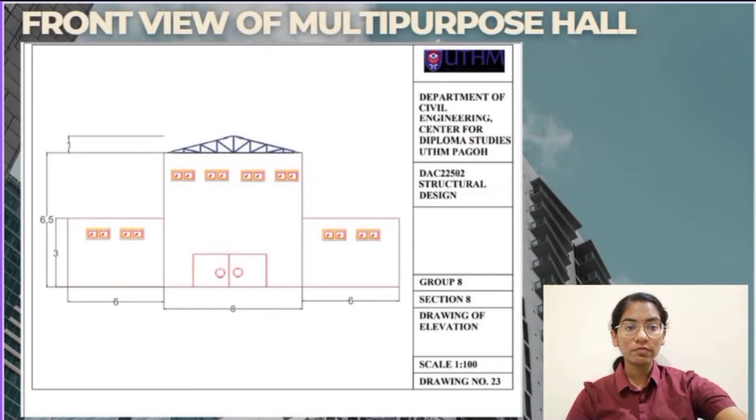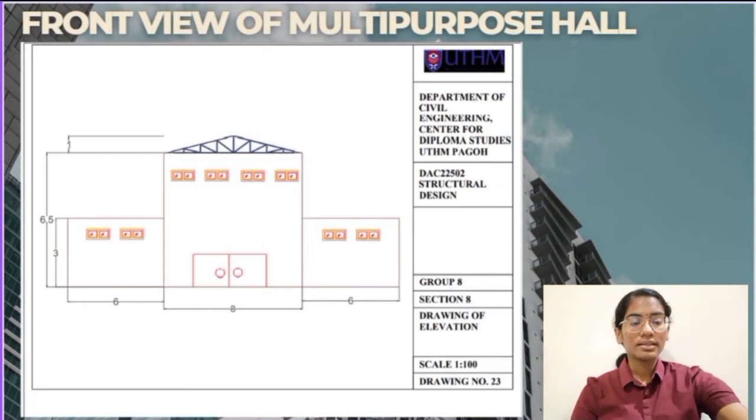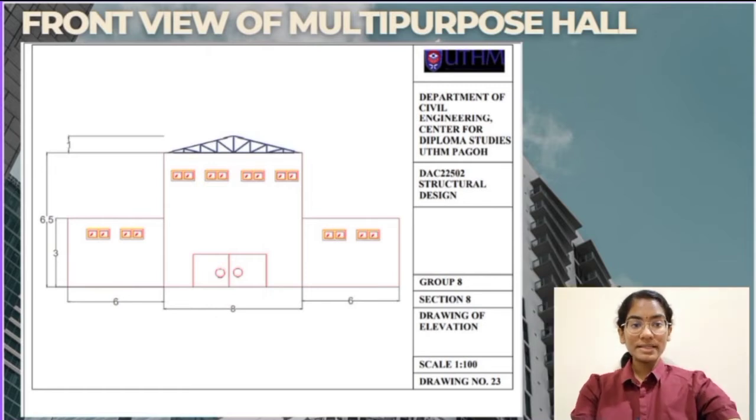From the front view of the multipurpose hall, we can see that the multipurpose hall is divided into 3 sections. The first section's dimension is 3 meter times 6 meter, and the second section, which is the center, is 6.5 meter in height and 8 meter in length, and the third section is 3 meter times 6 meter. The dimension of the roof is 1 meter in height and 8 meter in length. The middle section has a front door for this hall.